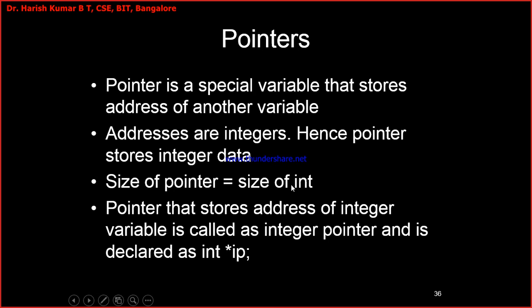Now it depends on the processor. How many bit processor is your system? Say for example, if yours is a 16-bit processor, then the size of the pointer will be 2 bytes or 16 bits. Similarly, if your machine, the laptop or desktop you are using, is a 32-bit machine, then the size of the integer will be 4 bytes and the size of the pointer is also 4 bytes. A pointer that stores the address of an integer variable is called an integer pointer, the pointer that stores the address of a character variable we call a character pointer, and a pointer that stores the address of a floating point variable is called a float pointer. I have the example written here: int star IP.